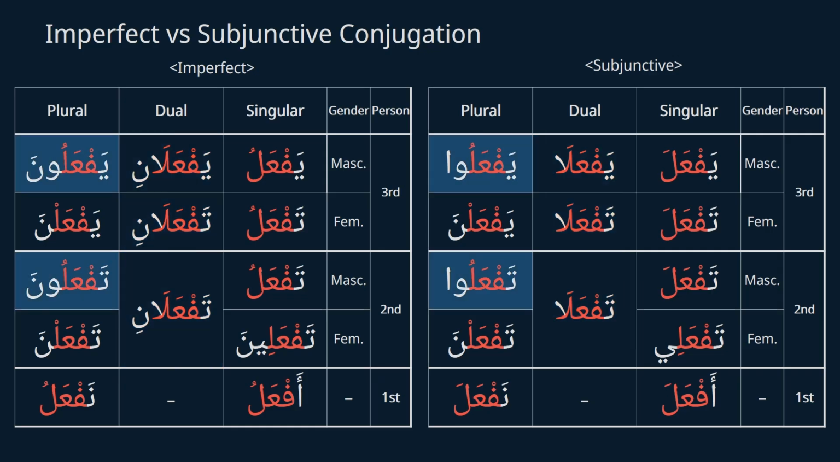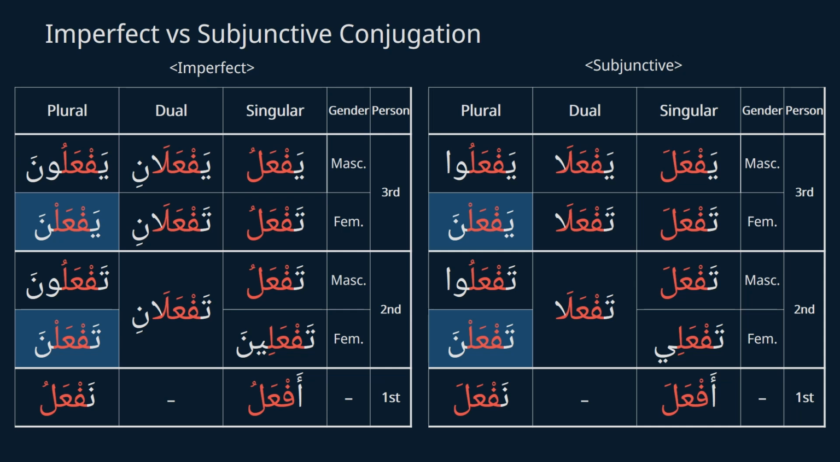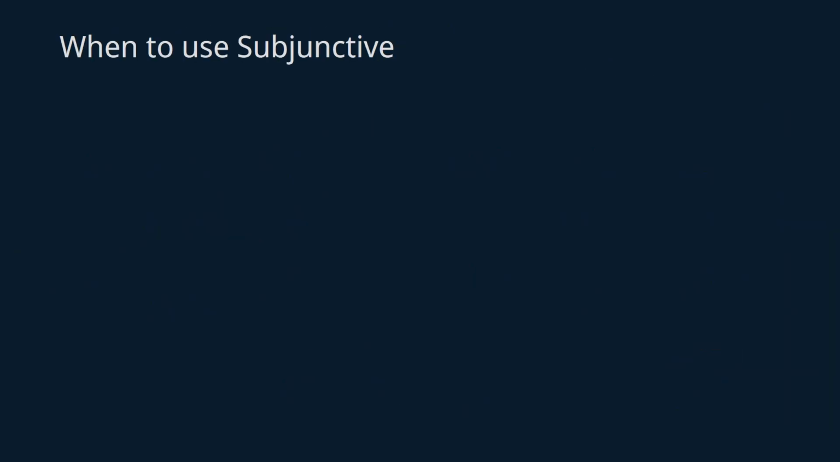For masculine plural verbs, you also drop the nun, but this time you add a silent alif at the end. And this ending looks the same as the perfect verb conjugation, so be careful not to confuse it with them. Next, feminine plural verbs don't change at all from the imperfect. And that's all for the subjunctive conjugation. Moving on, let's talk about when to use subjunctive.